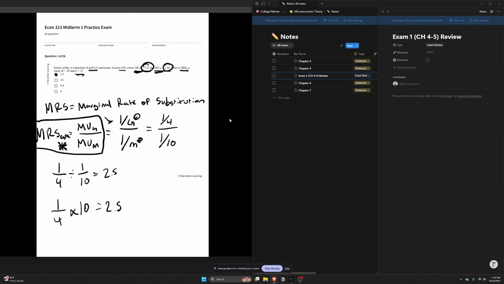And then you're asked if m is at 10 and g is at 4. You also plug those into the m that's right here and the g that's right here, and you get 1 over 4 over 1 over 10. And then 1 over 4 divided by 1 over 10 is the same as 1 over 4 times 10. Either way, that's 2.5. So that's our answer for that one.